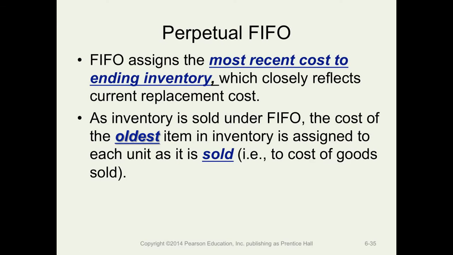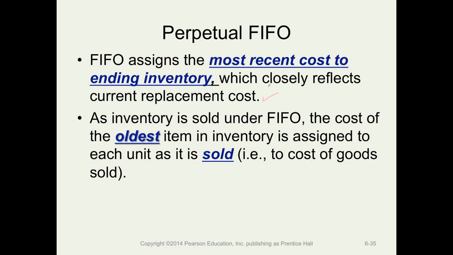First in, first out assigns the most recent cost to ending inventory and the oldest cost to the cost of goods sold. Now, the most recent cost to ending inventory means that on your balance sheet, you're going to reflect an amount of inventory that's very close to the current replacement cost. So that's a good thing. So your inventory on your balance sheet reflects current costs. So it is valued at an amount that is useful to a financial analyst or any financial statement user because it reflects the amount that we could expect to replace this item.